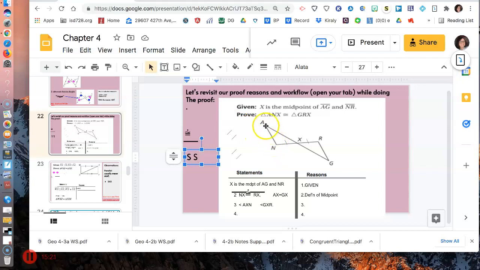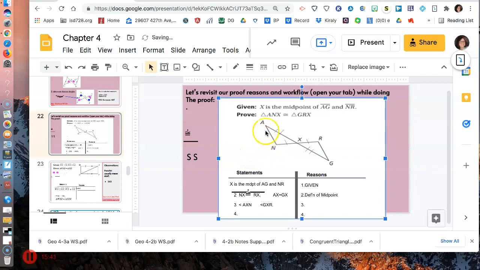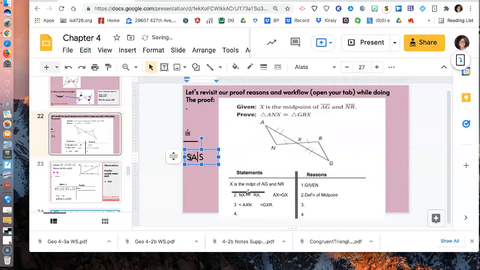know that AN, the other side, is the same as RG, this other side? And the answer is no. I knew from the definition of a midpoint that I had two pairs of congruent sides, the ones with the single dashes and the ones with the double dashes. But there's no way of getting the third side, so I know I have to go side angle side. Notice how my logic is working.